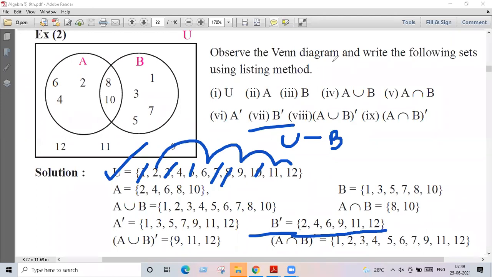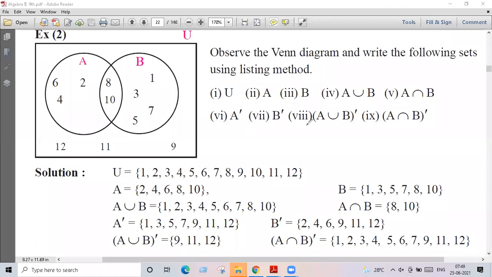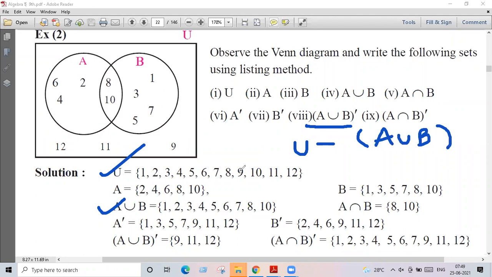Okay? समजून घ्या. थोडंसं डिफिकल्ट वाटेल तुम्हाला. Now A union B चं कॉम्प्लिमेंट करायचं. The complement of A union B. So U मधून A union B माइनस करायचं. समझो U में से A union B माइनस करना है, so you will get the complement. So 1, 2, 3, 4, 5, 6, 7, 8, 10 minus करो. काय उरलं? 9, 11, 12. देखो यहाँ देखो, 9, 11, 12 is the answer.